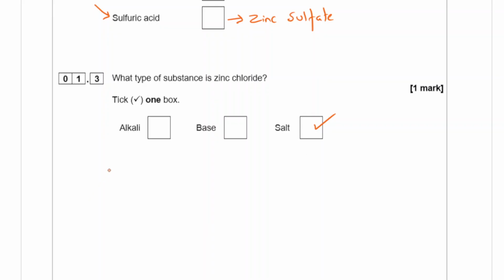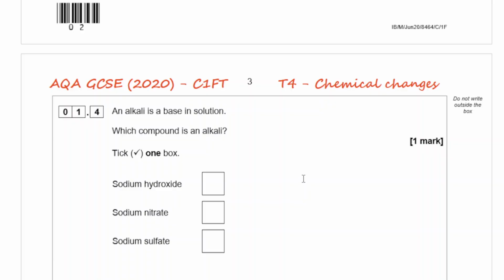So remember, an alkali is if it has an OH ion. A base is usually a metal oxide. Example is again sodium hydroxide and calcium oxide as examples. An alkali is a base in solution. Which compound is an alkali? Sodium hydroxide. Sodium nitrate and sodium sulfate are both salts.